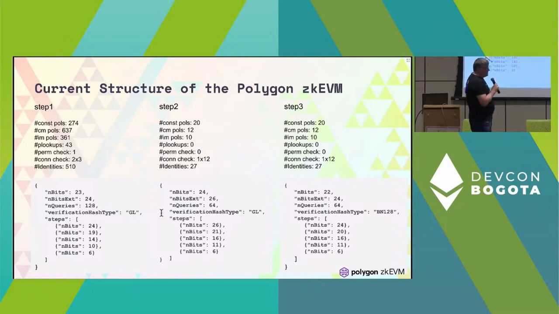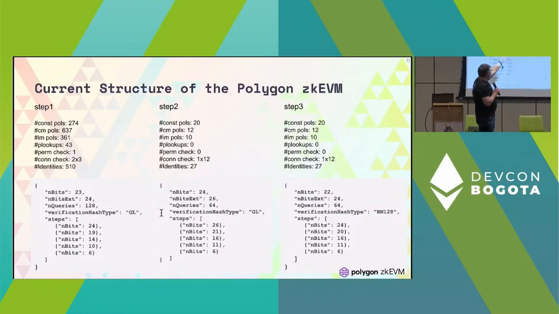We are working with 2 to the 23, blow-up factor of 2. Here you see the structure, the way we are building the FRI. So this goes to another polynomial, so it goes to another proof. The second proof is much smaller. It's just 12 polynomials, 20 of them are constant, 10 intermediary polynomials, no lookups, just one connection check, and 23 identities. And then we go to the third one.